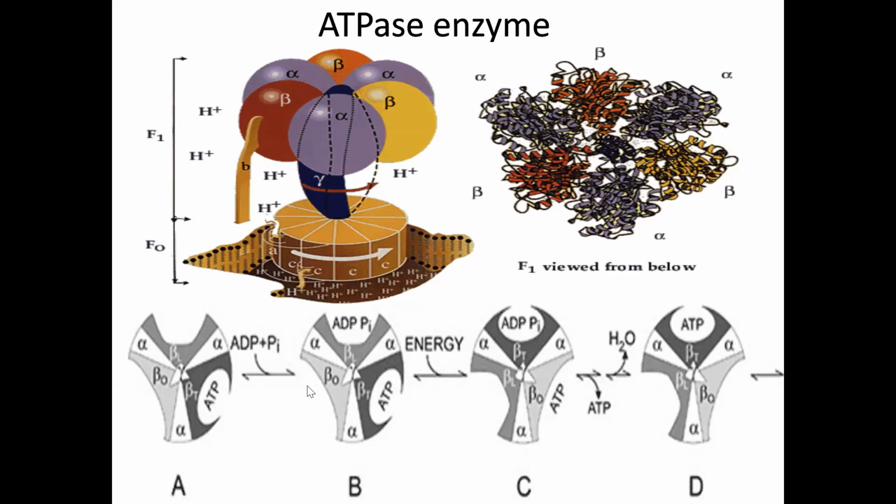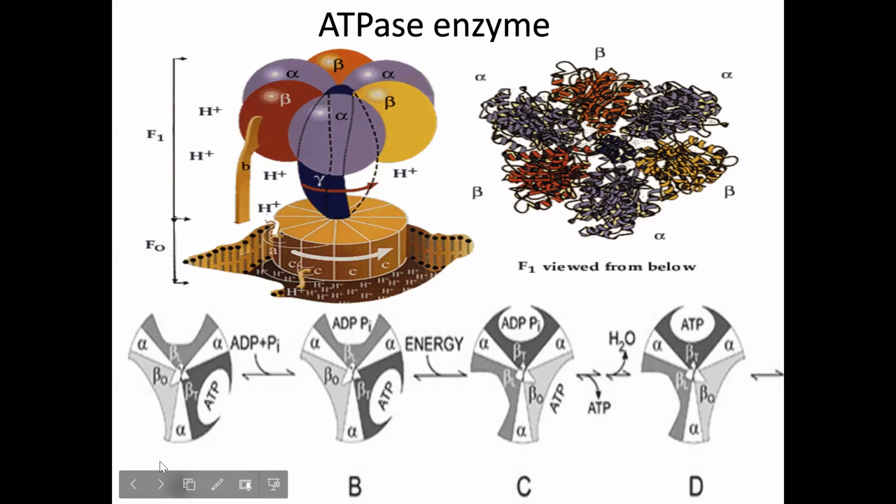Beta open is empty. When proton motive force is at action, that is when protons move through the FO to F1, there is a change in the conformation of the central gamma subunit. And this twists in such a way that it triggers conformational changes in the beta subunits as well.